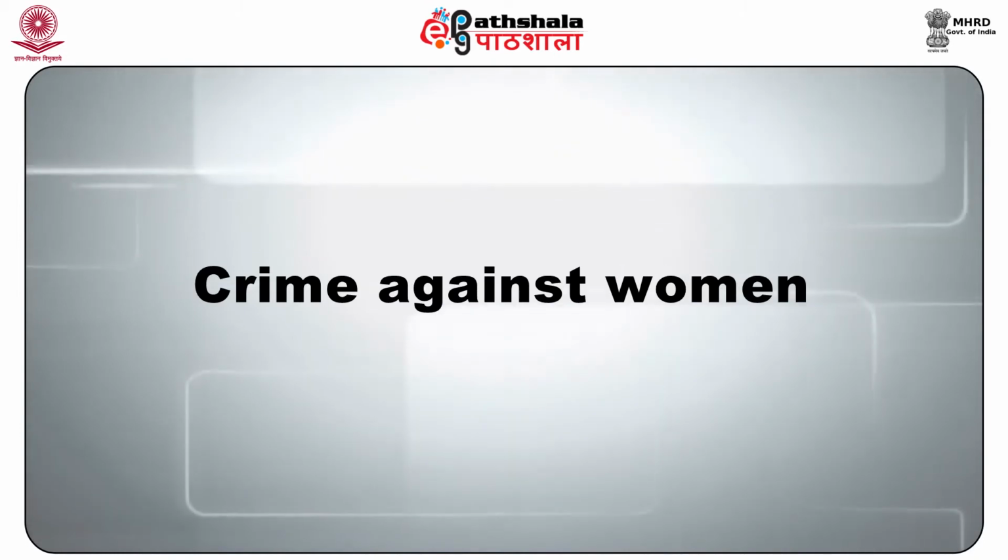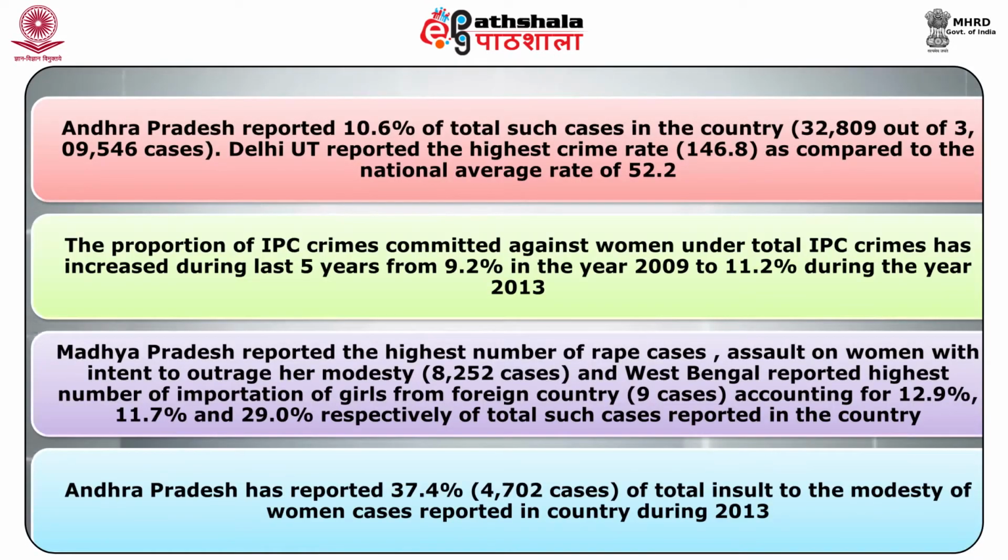Now we'll be discussing crime against women. Andhra Pradesh reported 10.6% of total such cases in the country, 32,809 out of 3,09,546 cases. Delhi UT reported the highest crime rate, 146.8, as compared to the national average rate of 52.2. The proportion of IPC crimes committed against women under total IPC crimes has increased during the last 5 years from 9.2% in the year 2009 to 11.2% during the year 2013.